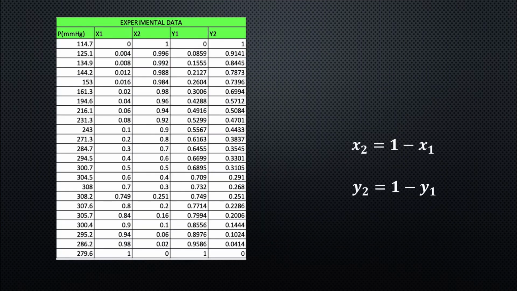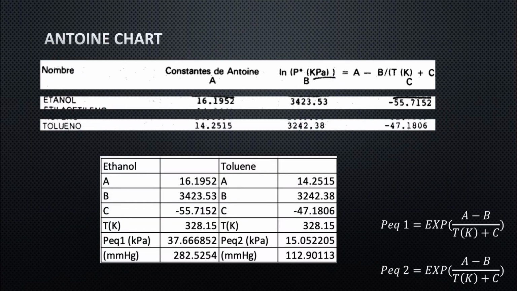Well, first of all, we obtain the pressure values, x1 and y1, from the data provided, as well as the data x2 and y2. However, the data x2 and y2 can be calculated using the following equations: 1 minus x1 and 1 minus y1. Then we enter the data on the compounds, which will help us with the table.